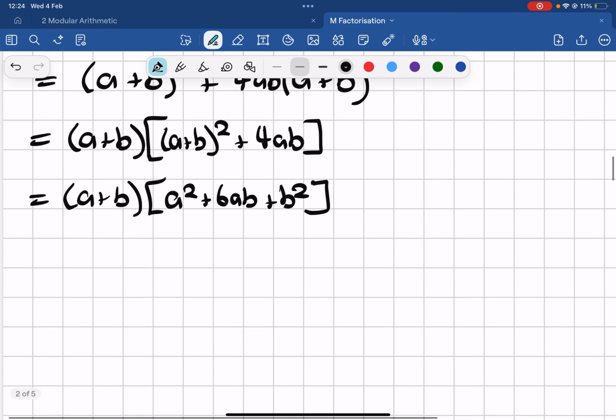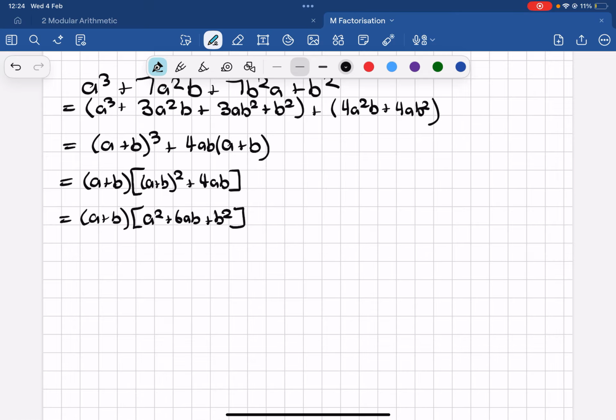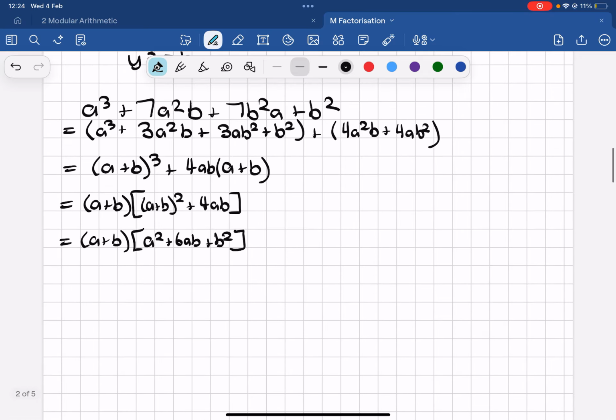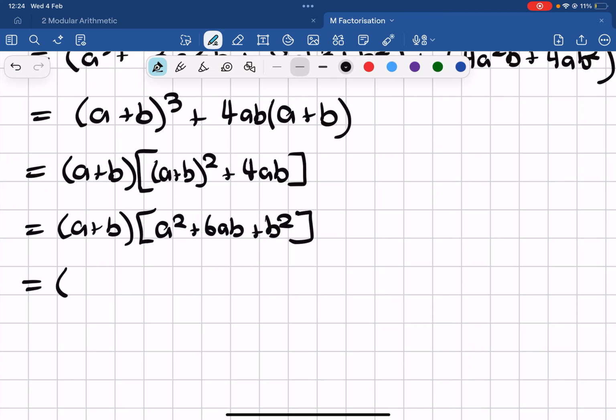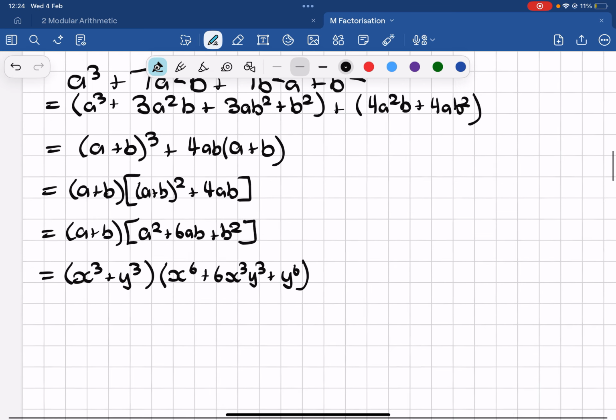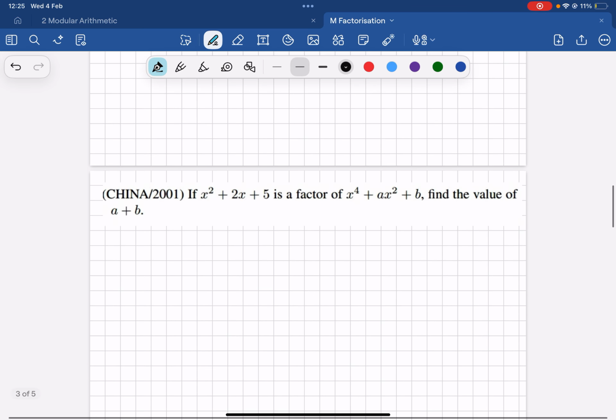And now I don't see us factorizing any further, so what we can do is simply substitute x cubed and y cubed instead of a and b. So we have (x cubed plus y cubed) times (x to the 6 plus 6x cubed y cubed plus y to the 6). And that's as simple as we can get, alright? So that is the first question factorized.